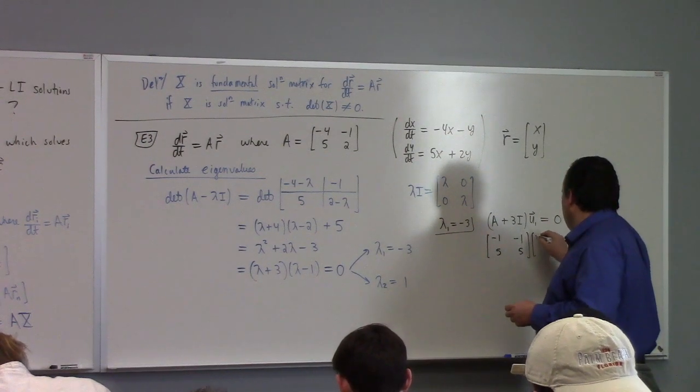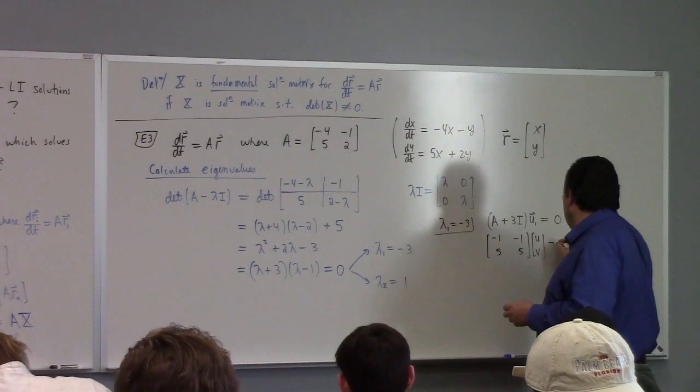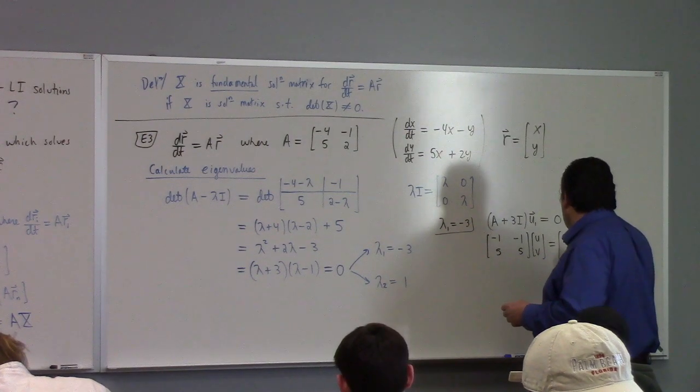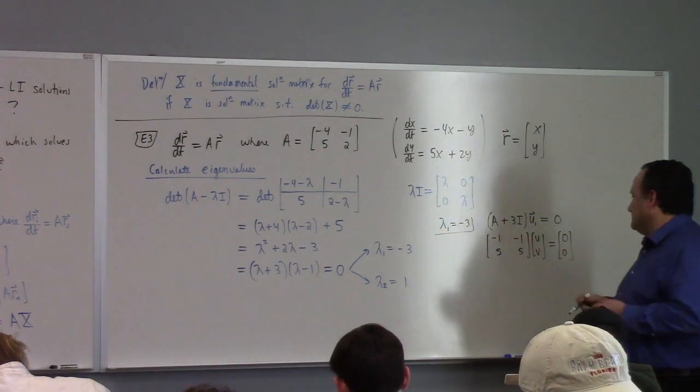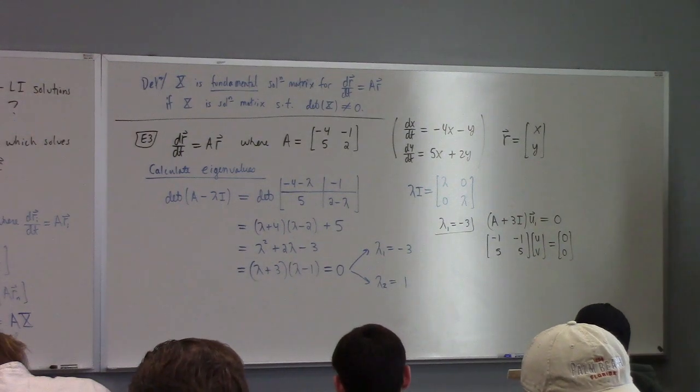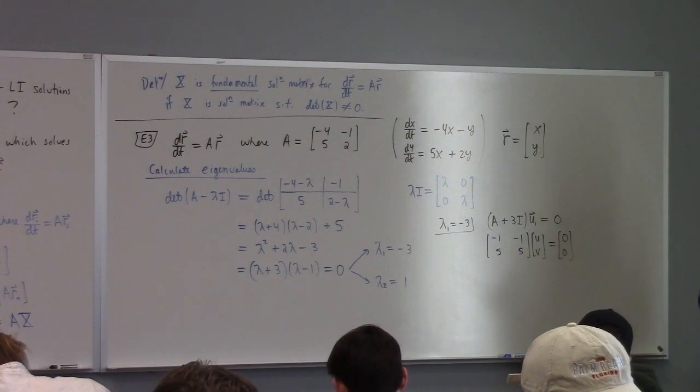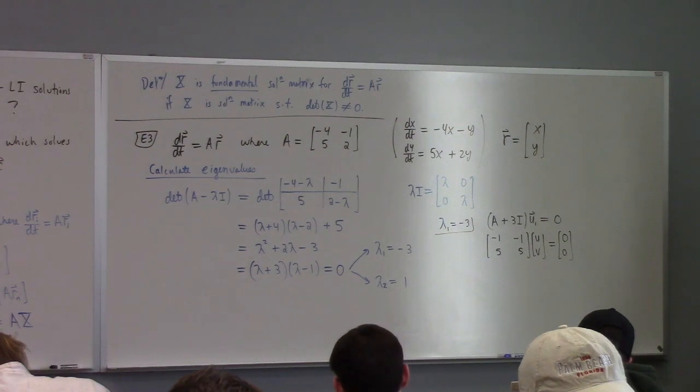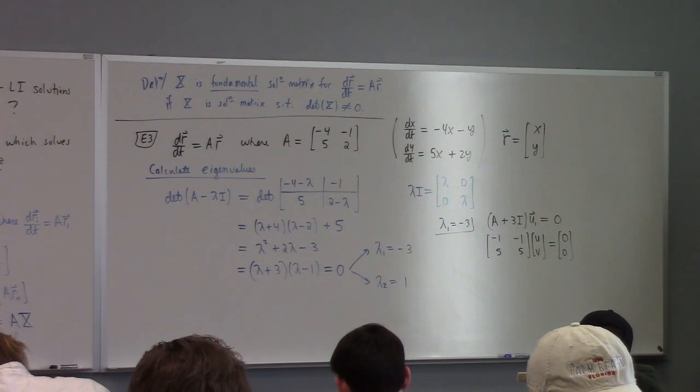And for u1, I'll use variables u and v. These are disposable variables that I use to figure out what the components of u1 are. Do you see what goes on here? Look at this. This is what should happen for us, all right?